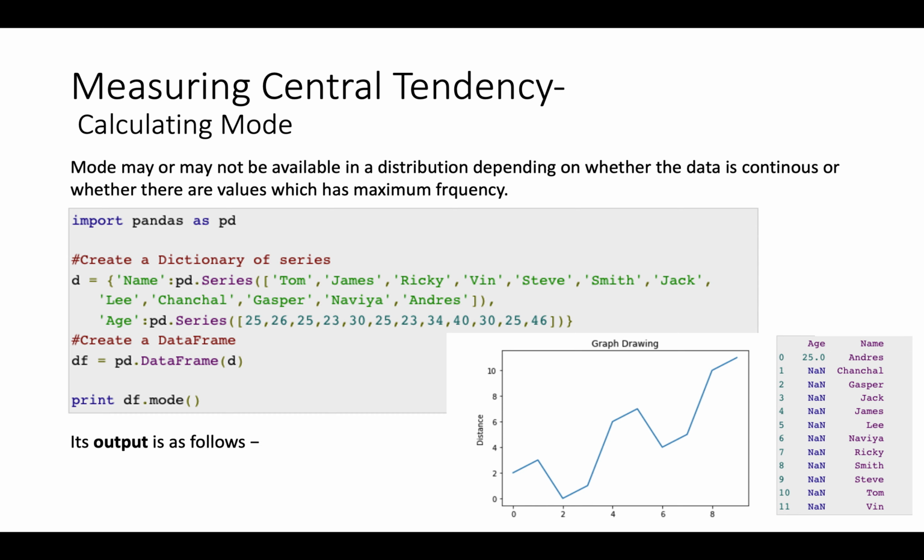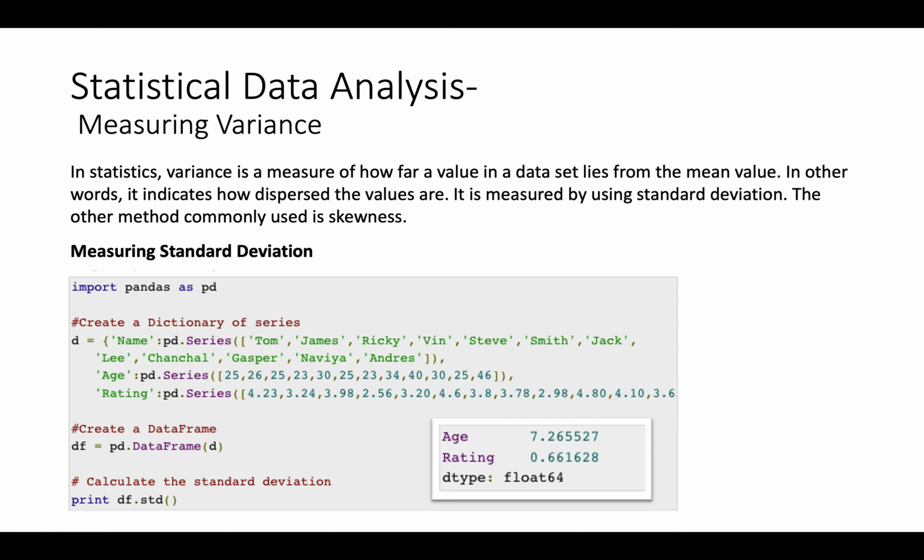The mode is available in the distribution, depending on where the data is continuous, or on the value which has the maximum frequency. We use some code below to find out the mode. Here we have the value which has the maximum frequency. Here we create the distribution of the salary, and using the mode you can quickly understand the frequency in your data. Here is the data, and then we can quickly see the plot.